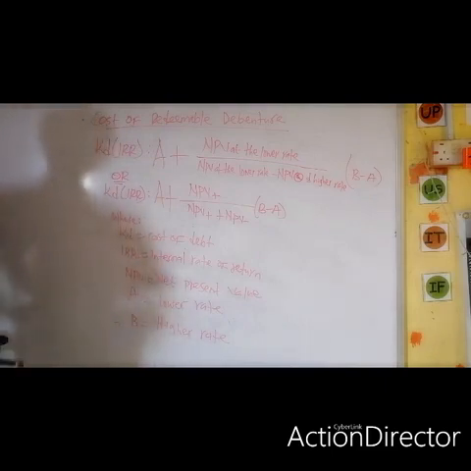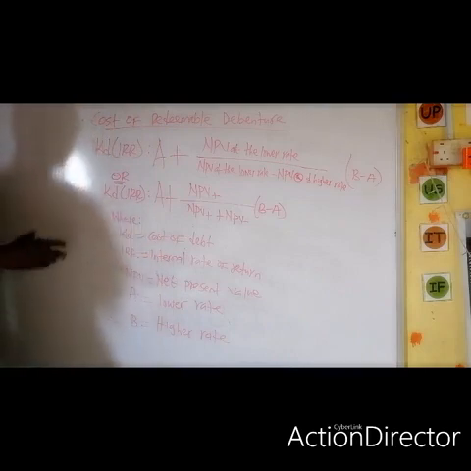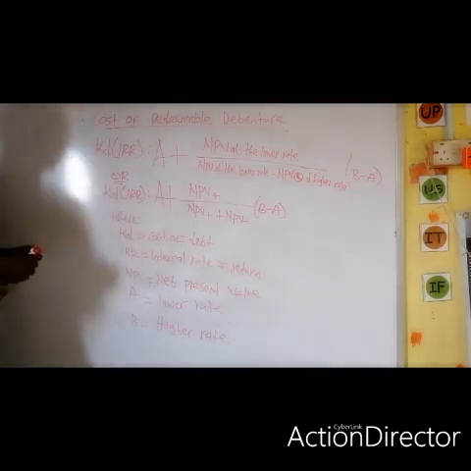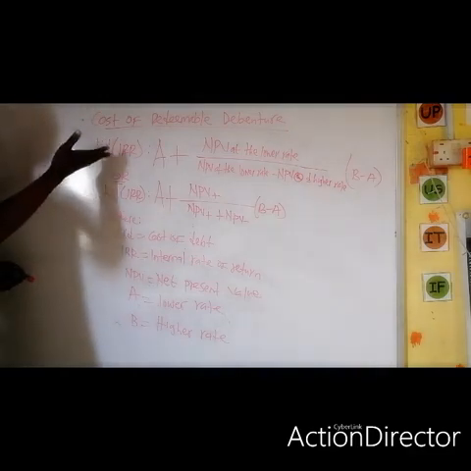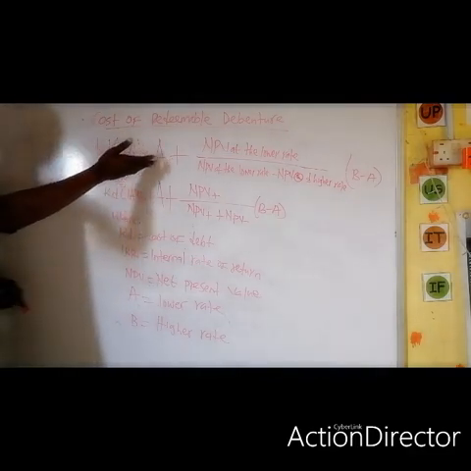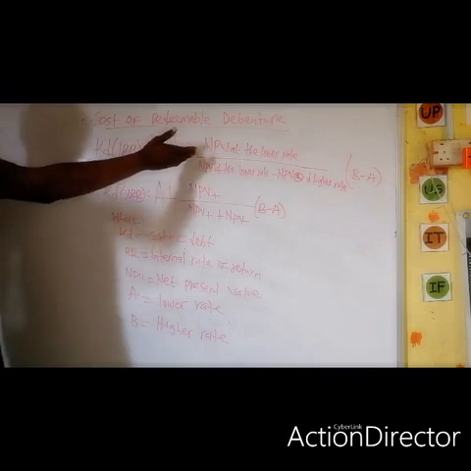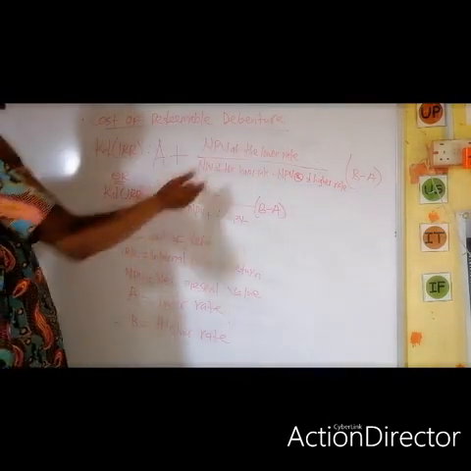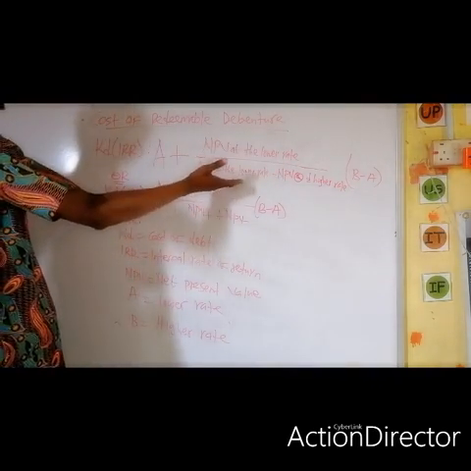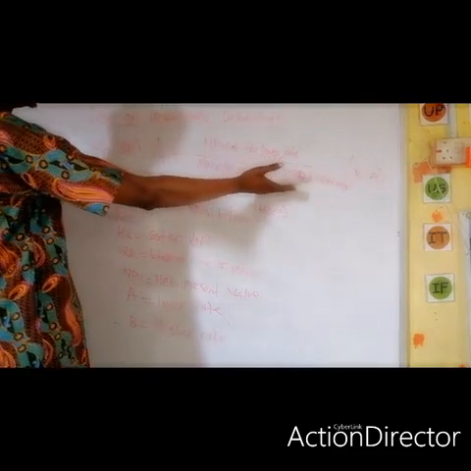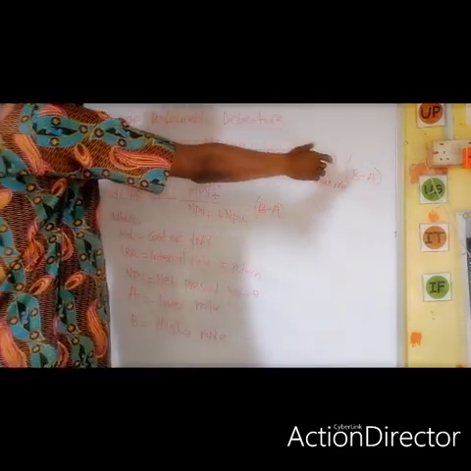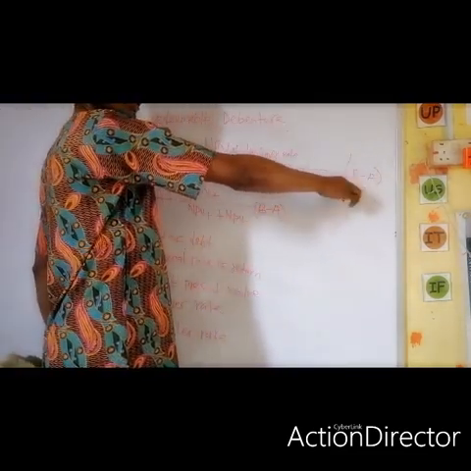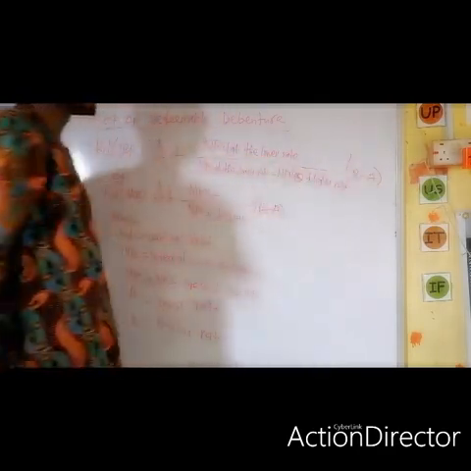In the last class, we talked about cost of redeemable debenture. When we give the formula for cost of redeemable debenture, KD or IRR is equal to A plus NPV at the lower rate all over NPV at the lower rate minus NPV at the higher rate, multiplied by, introduced into a bracket, B minus A.